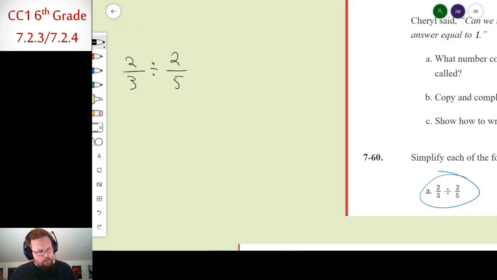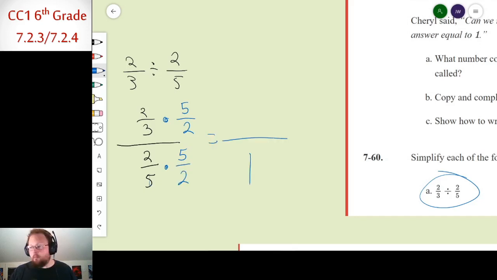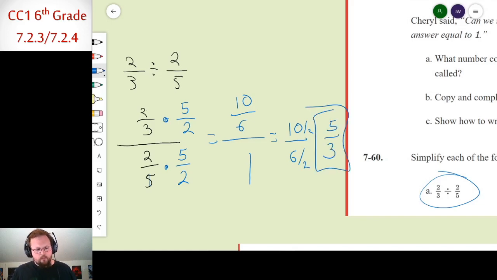The strategy is to rewrite it as a giant fraction with the first number, 2/3, on the top and 2/5 on the bottom. And you multiply the top and bottom by the same thing, which in this case is the reciprocal of the bottom. 2/5 and 5/2 make 1 on the bottom, which means we can ignore it. And then the top number, 2 times 5 is 10, 3 times 2 is 6. Again, because it's over 1, I can just call it 10 over 6. Reduce both of these by 2, and I get 5 over 3 as my fraction.